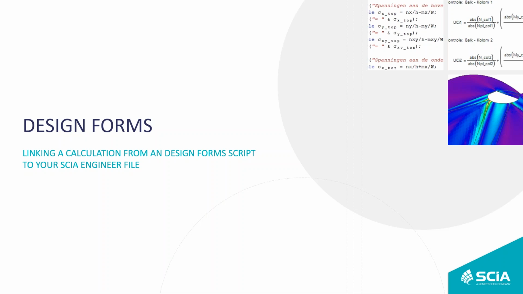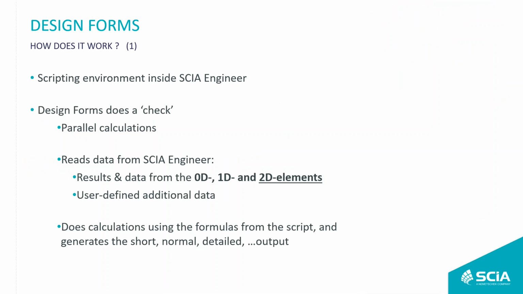Now, how does this work? This is very similar to what we do with the Excel link. So design forms is the scripting environment, and with design forms, we are going to do the check. We are going to do the calculation. In this case, the difference with Excel is that we do the calculations in parallel. So it's much faster here because we do the calculations in parallel. But what we do is basically the same.